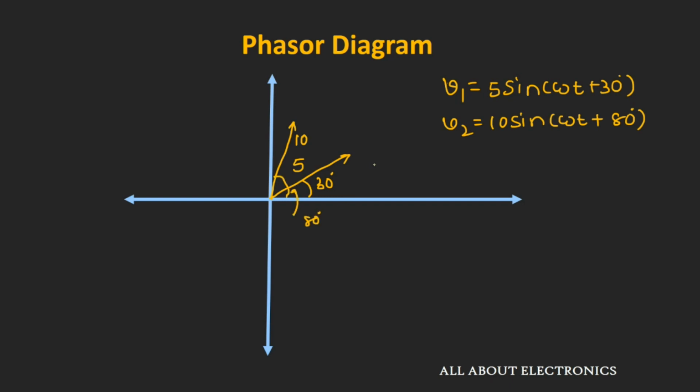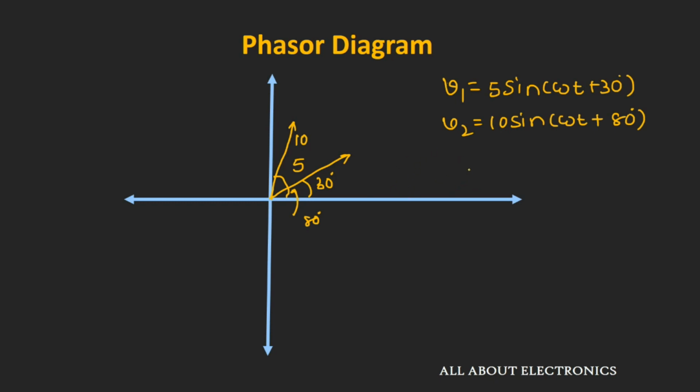Now sometimes this phasor is also represented by the RMS value of the sinusoidal signal. The reason is that most of the measurements carried out by the ammeter and the voltmeter are in terms of RMS values. So sometimes you will find that these phasors are represented by the RMS values instead of the peak value. But in this video, we will consider the peak values of these sinusoidal signals.